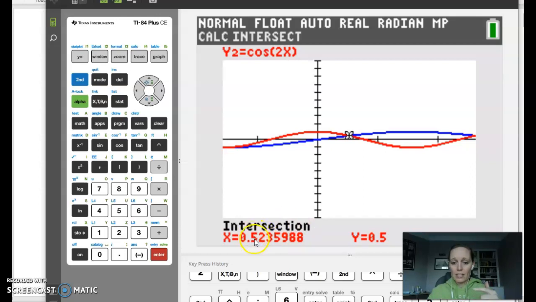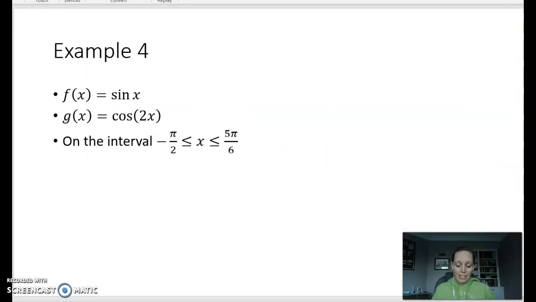Well, pi over 6 is going to be the closest thing to 1/2, so that is a pretty good assumption. We could double check it on the calculator if you wanted by just evaluating pi over 6 and making sure it's the same decimal number. Okay, I'm telling you for the sake of time that pi over 6 is where they intersect.